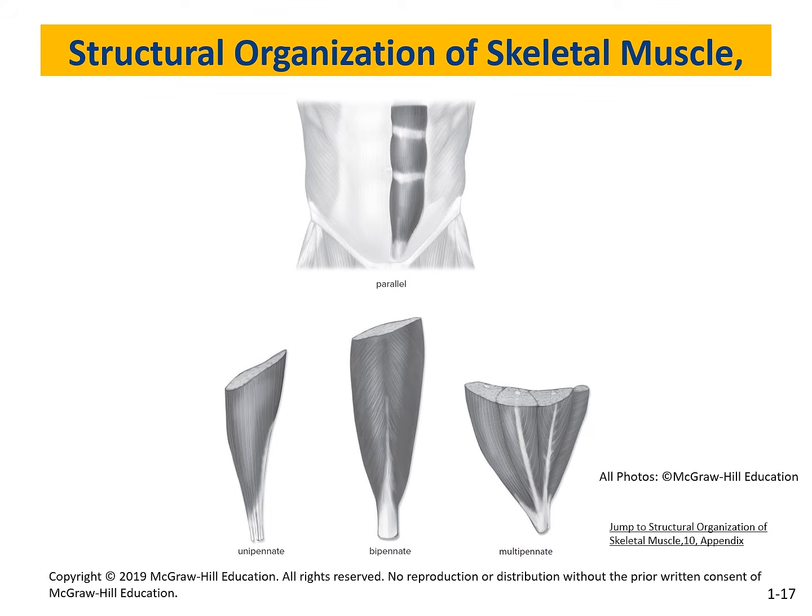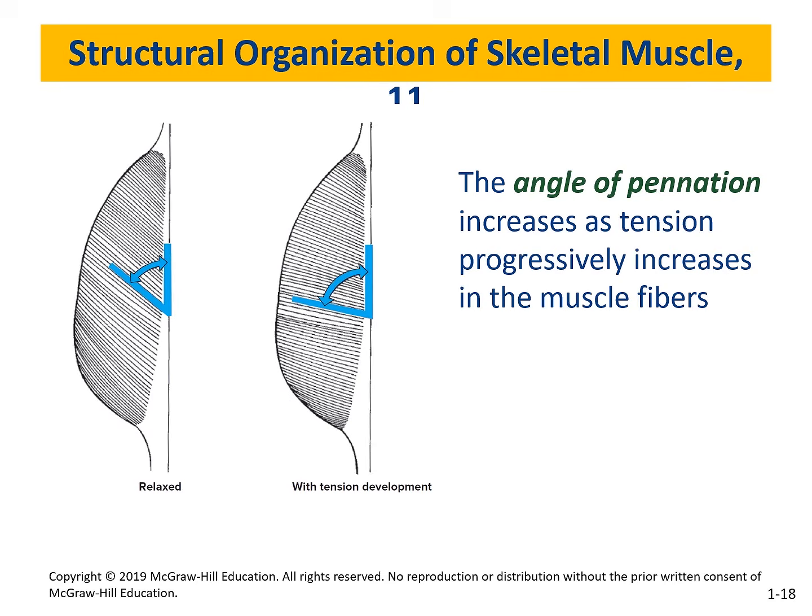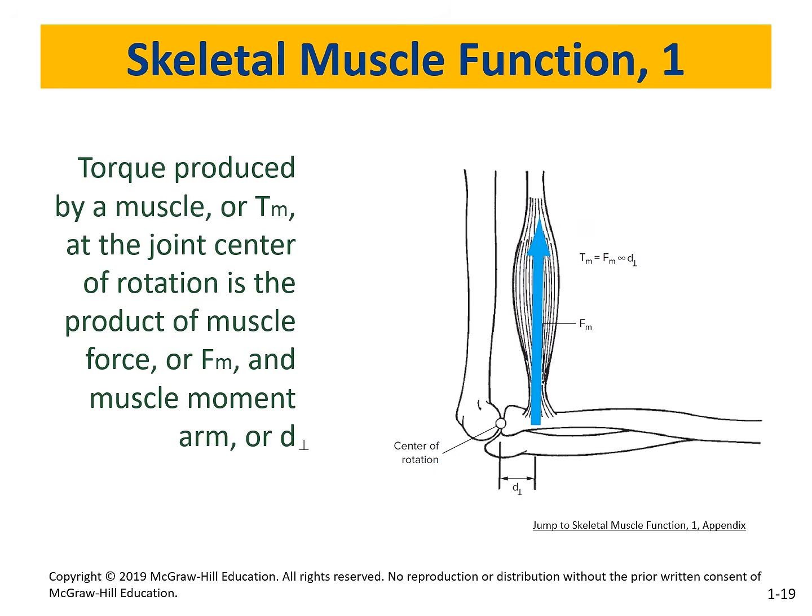Those are the pinnate. Unipinnate is in one direction. Bipinnate, you have two directions for the muscle fibers, and multipinnate have multiple directions. And that's from your anatomy. Okay. Now we have the angle of pinnation. If we are able to do invasive measurements or imaging, you can look at that the angle increases as tension increases in the muscle fibers. So that is something to look at, right? Relaxed or in tension. So look at that. The angle becomes larger, right? Okay, skeletal muscle function. What is the most important function of our muscle?